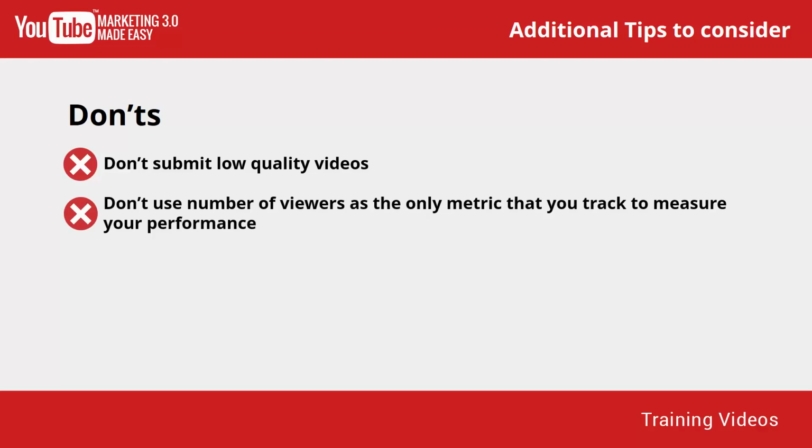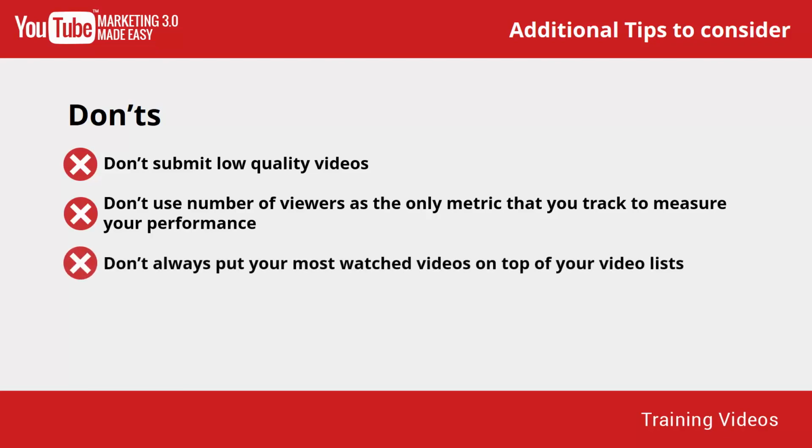Don't use number of viewers as the only metric that you track to measure your performance. Remember that your objective might be different than getting a large number of viewers, such as if you were doing videos to promote affiliate offers, in which case you will need to track user engagement through click-through rates.